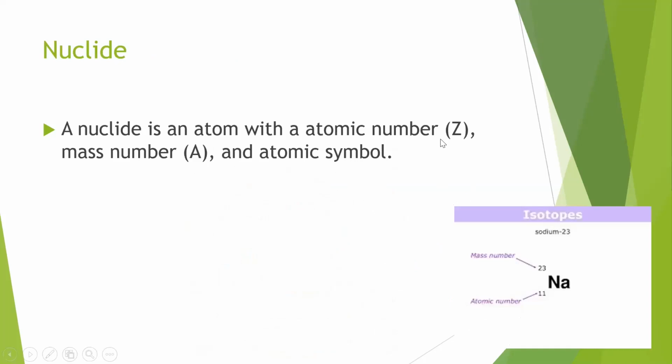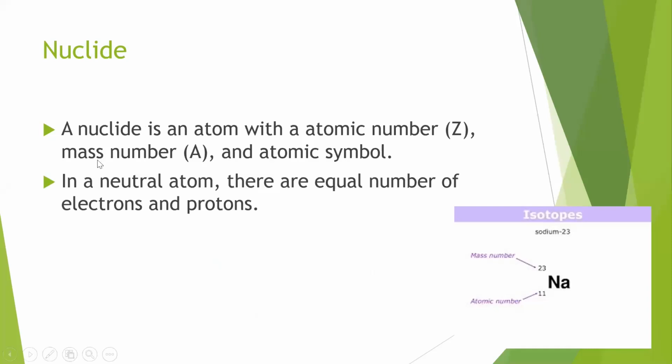So now we're going to talk about the last thing, which is the nuclide symbol. It uses everything we've learned so far: the atomic number, the mass number, and the atomic symbol. In a neutral atom, remember there's an equal number of protons and electrons, and every single atom we'll discuss is neutral. So this is the form that we'll see them in.